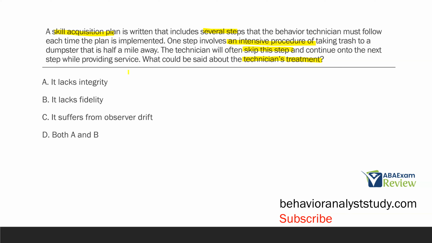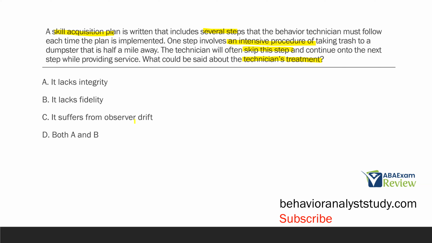When we are looking at things like treatment integrity, we're looking at how the steps are being implemented. Is it being implemented as written? And it's clearly not, because the technician is skipping steps. So, what about B? It lacks fidelity. Yes, as well. Integrity and fidelity are the same. When we talk about treatment fidelity, treatment integrity, procedural fidelity, what we mean is, are we following the plan as written? In this case, are we including every step as written and as intended? Clearly not. So our procedure is lacking integrity and it's lacking fidelity.